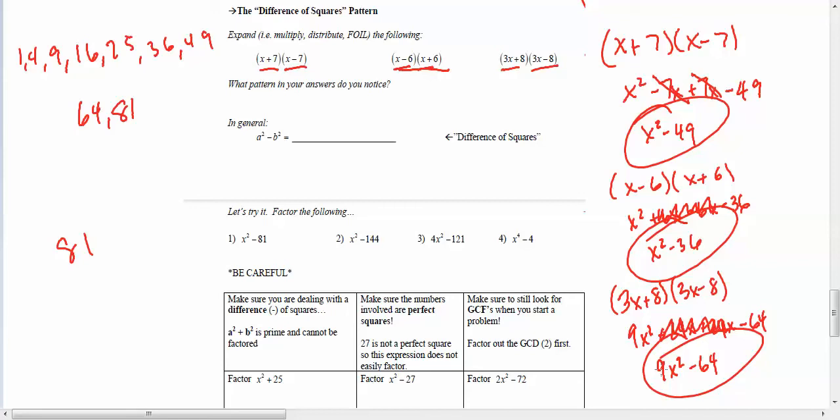They're all what? Well, they all have x squared, yeah. But what about the numbers, the number parts? Yeah, like 49 or 36 or 9 or 64. What can you tell me that's interesting about all those numbers?